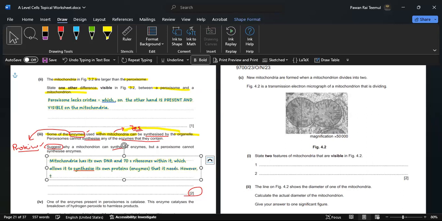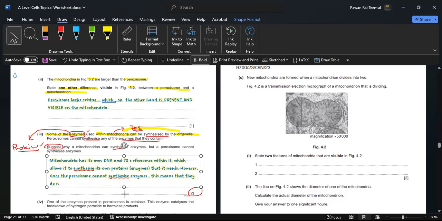However, since the peroxisome cannot synthesize enzymes, this means that they do not have ribosomes within their, you may say, cytoplasm, or just inside their cell.